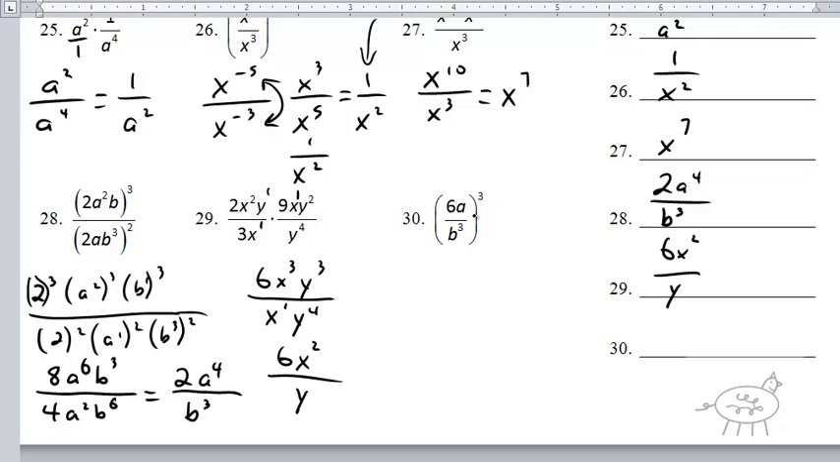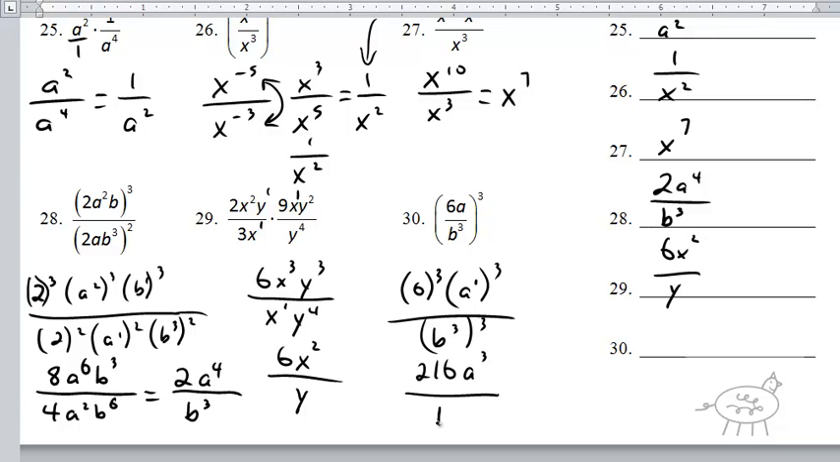Okay, and the last one, again, it's 6 cubed, a to the first cubed over b cubed cubed. So 6 cubed, put in your calculator, it's 216. a to the first cubed is just a cubed, and b cubed cubed is b to the 9th. There we go. So it's 216 a cubed over b to the 9th.